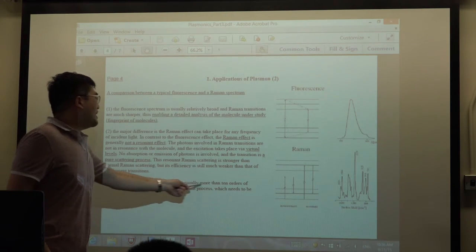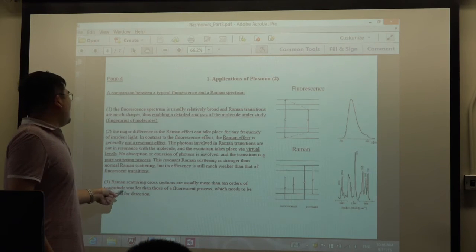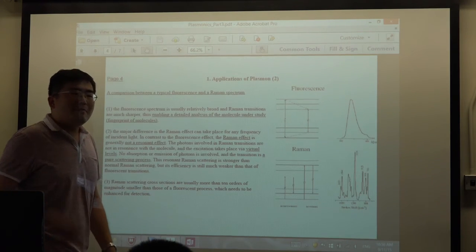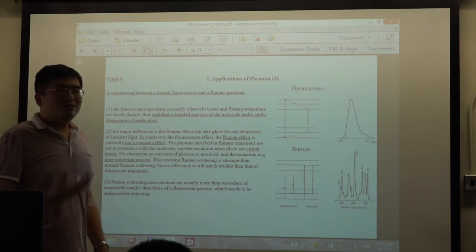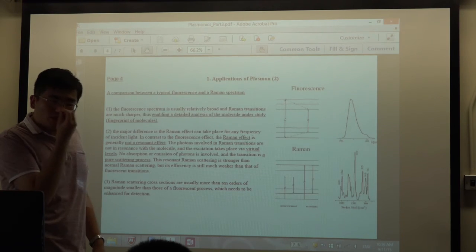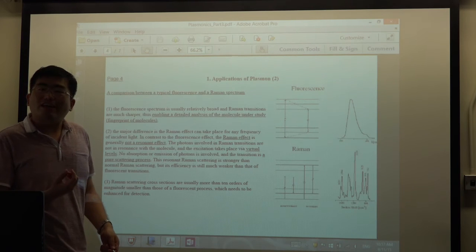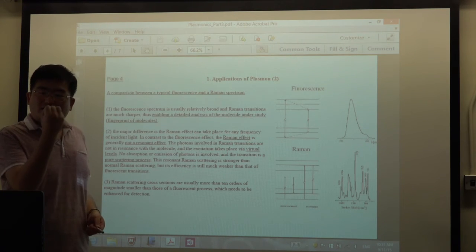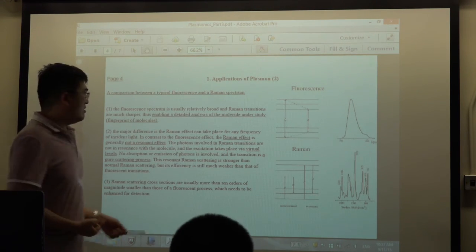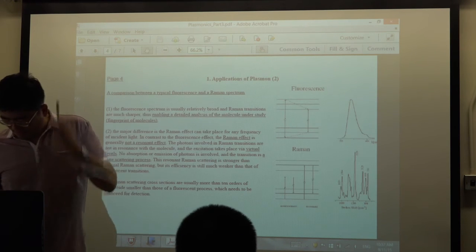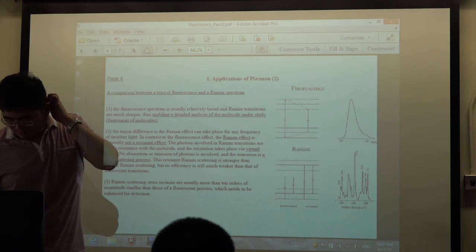Raman scattering cross-sections are 10 orders of magnitude smaller than fluorescence. That means 10 to the minus 10. It's too small, too weak. The signal will be too weak, so people need to enhance the detection. It's very weak, this scattering cross-section, very small. This is a thing people do, called Raman scattering.